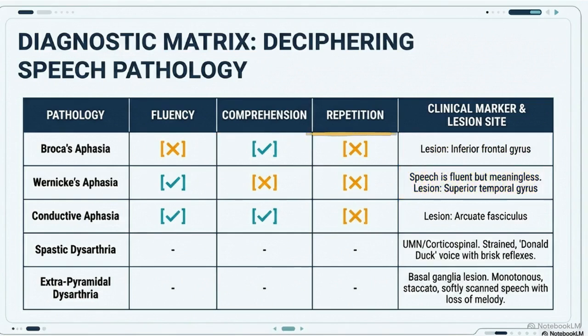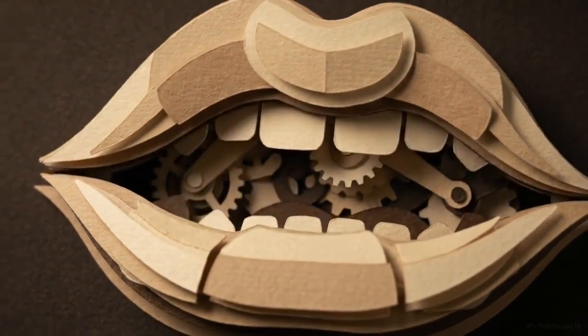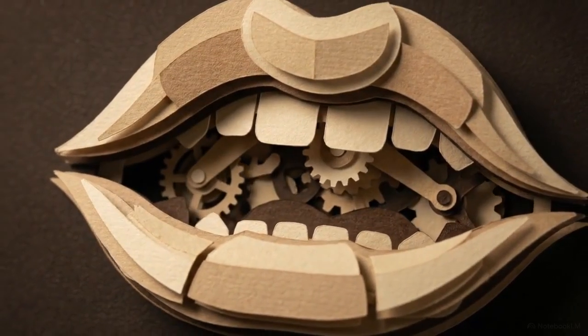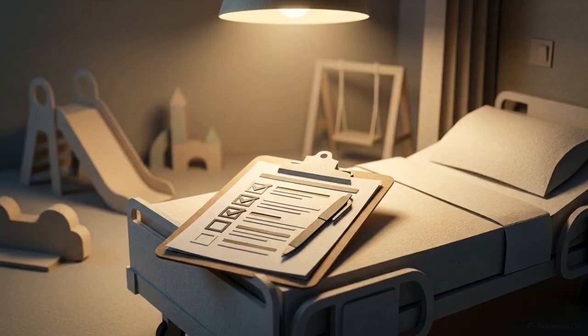Repetition travels the arcuate fasciculus and is evaluated by having the child echo complex phrases. We complete the exam with physical checks for naming, using pocket objects, and articulation, using the Pa-Ta-Ka test. By isolating fluency, comprehension, and repetition, clinicians can map a language deficit to a precise cortical lesion. These individual components combine into a single, comprehensive evaluation for use at the bedside.